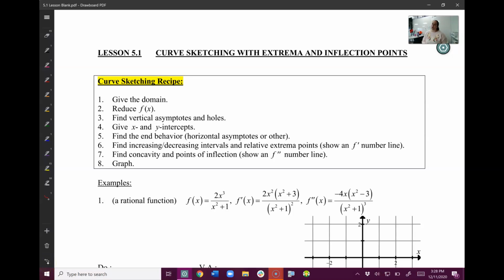Welcome to Unit 5, where in this unit we're going to talk about lots of different applications of derivatives. In this first lesson we're going to talk about curve sketching.